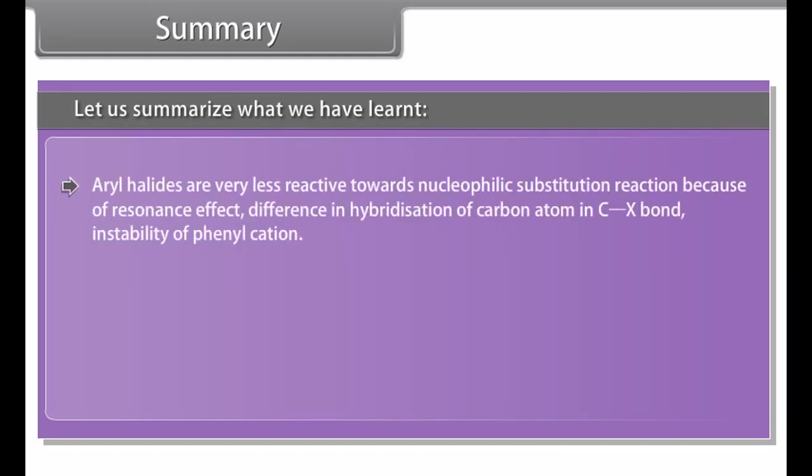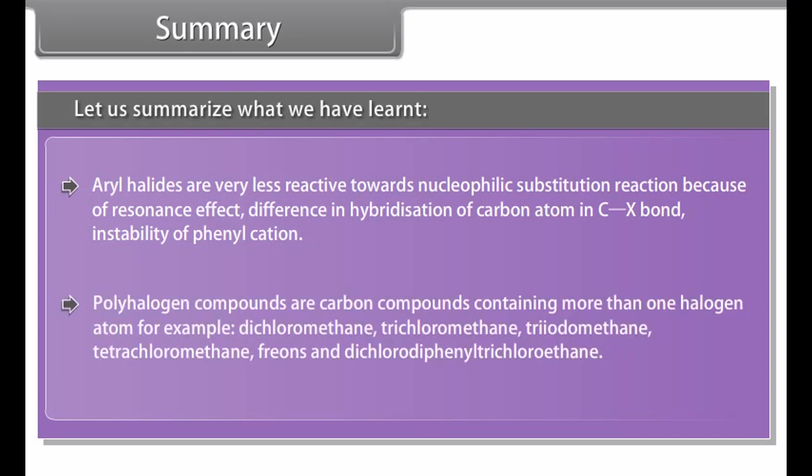Aryl halides are much less reactive towards nucleophilic substitution reaction because of resonance effect, difference in hybridization of carbon atom in the C-X bond, and instability of phenyl cation. Polyhalogen compounds are carbon compounds containing more than one halogen atom. For example, dichloromethane, trichloromethane, triiodomethane, tetrachloromethane, freons, and dichloro-diphenyl-trichloroethane.